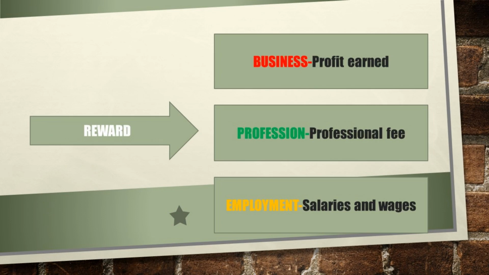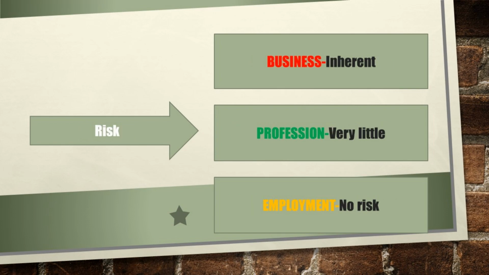The sixth point of differentiation is reward. In case of business, profit is the reward of a businessman, while in case of profession, professional fee is the reward of a professional, but in case of employment, wage and salary are the reward for an employee.